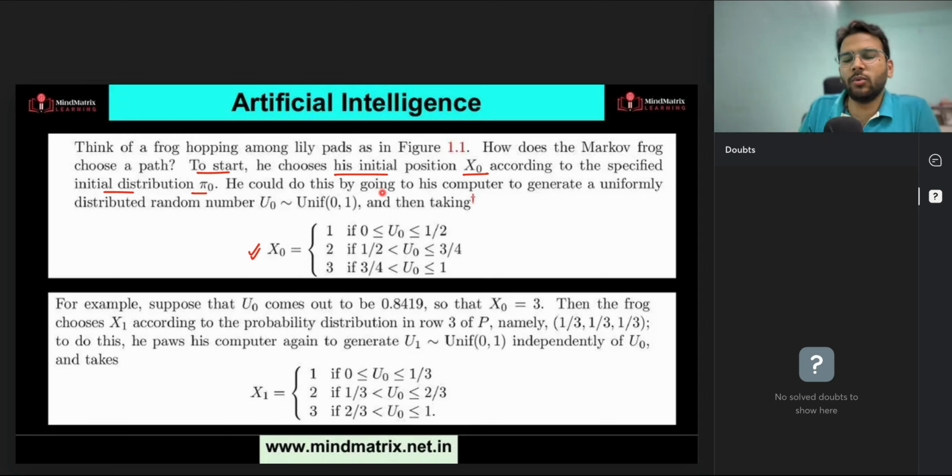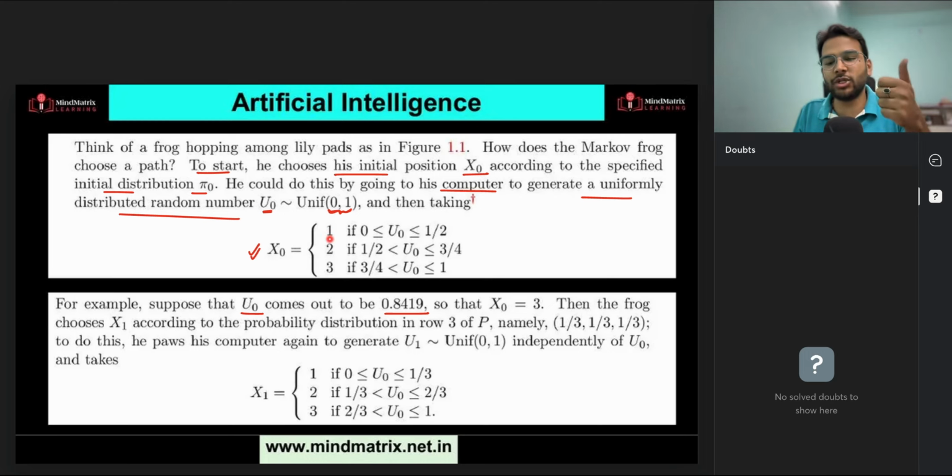For that purpose, he uses his computer to generate a random number between 0 and 1, from a uniform distribution. Once he generates the random number, let's say this u0 comes out to be 0.8419. Now carefully understand this distribution. It is very simple, nothing fancy here. State 1 means what? The probability of starting from state 1 is 1 by 2, right? So can I say from 0 to 1 by 2 is going to be the uniform distribution range of state 1? Do you agree? Yes or no?